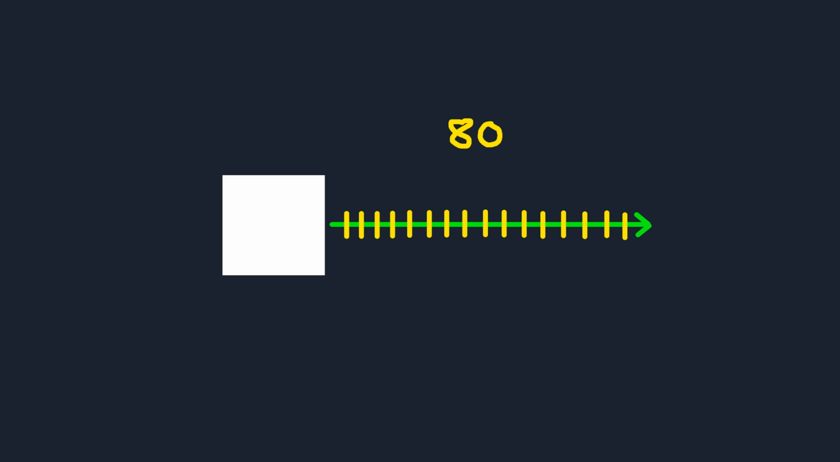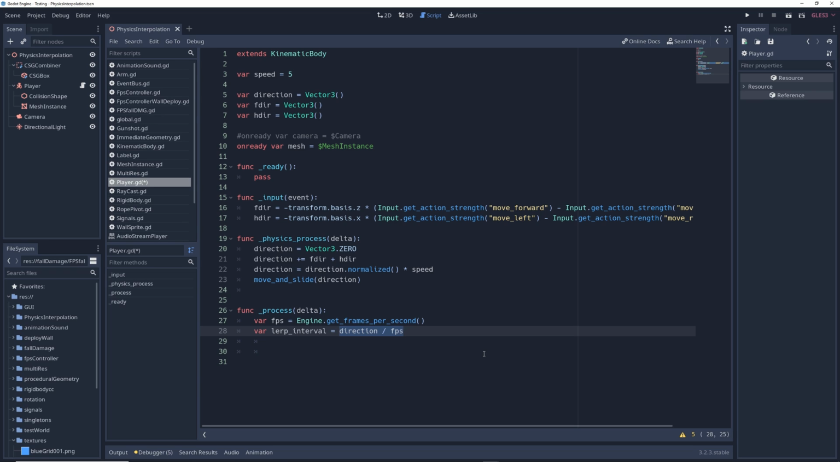So let's say the direction vector is this long. If you're getting, say, 80 frames per second while playing the game, the direction vector will be divided by 80 to create a new vector called lerp_interval that is an 80th the size of the direction vector. And I'll explain why we do this in just a second.